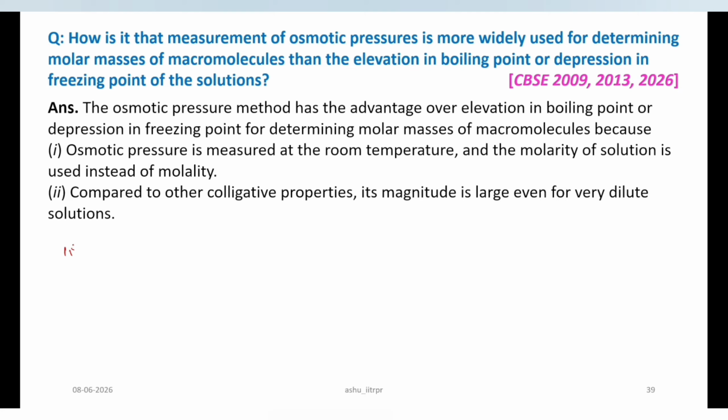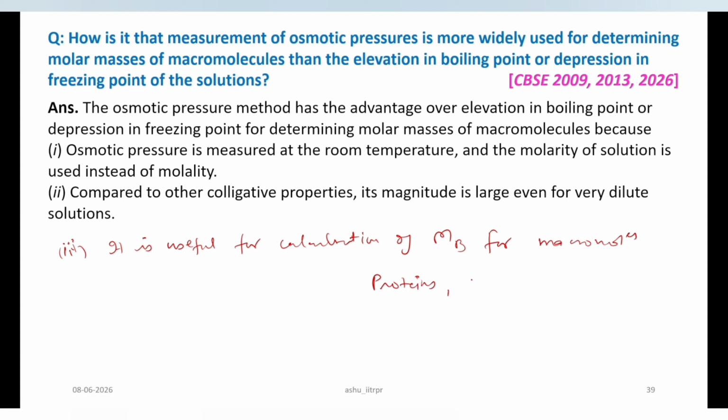Third advantage, which of course is mentioned in the question, but you can write, it is useful for calculation of molar mass of solute for macromolecules. Macromolecules means proteins, or we have starch or polymers, because for them molar mass is generally more than 10,000. So it is generally greater than 10,000. That is why this method becomes very important.